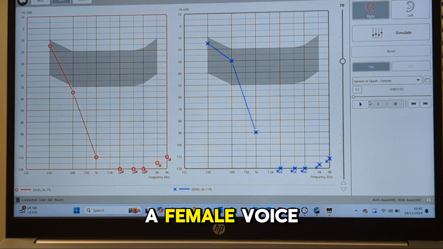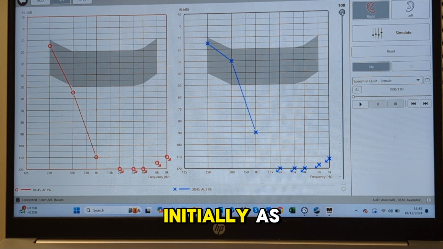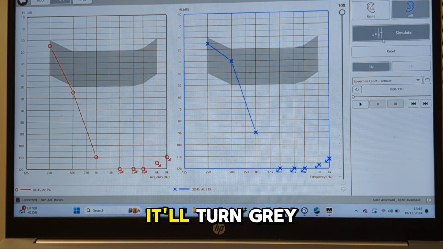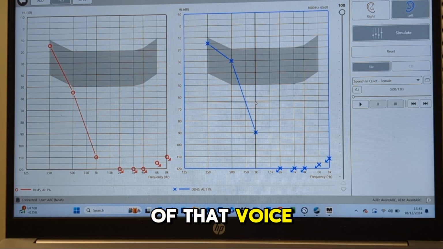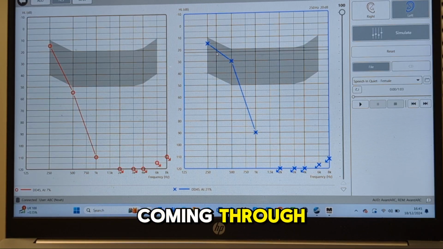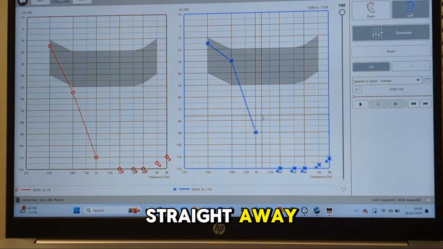So I'm going to play a female voice which is called speech in quiet. And we're going to hear this voice initially as per normal. And as soon as I press this button, simulate, it'll turn gray. And then you will basically get a simulation of that same voice coming through the left ear. And you'll notice straight away the difference.